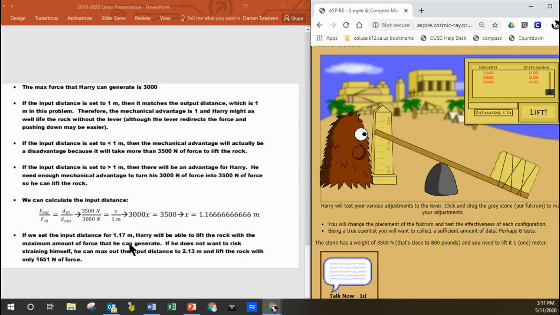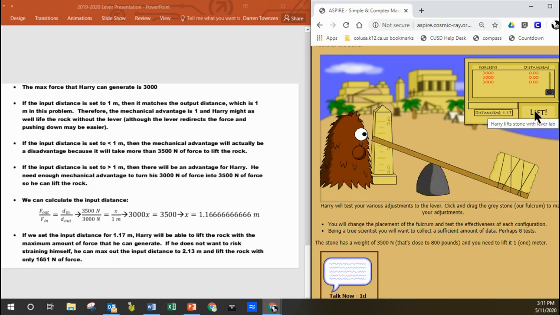So if we make sure that the left hand end of the lever is 1.17 meters high, and Harry applies his maximum 3,000 newtons of force, he should be able to lift the rock 1 meter off the ground. So we're going to set this to 1.17, hopefully. And we ask him to lift it.